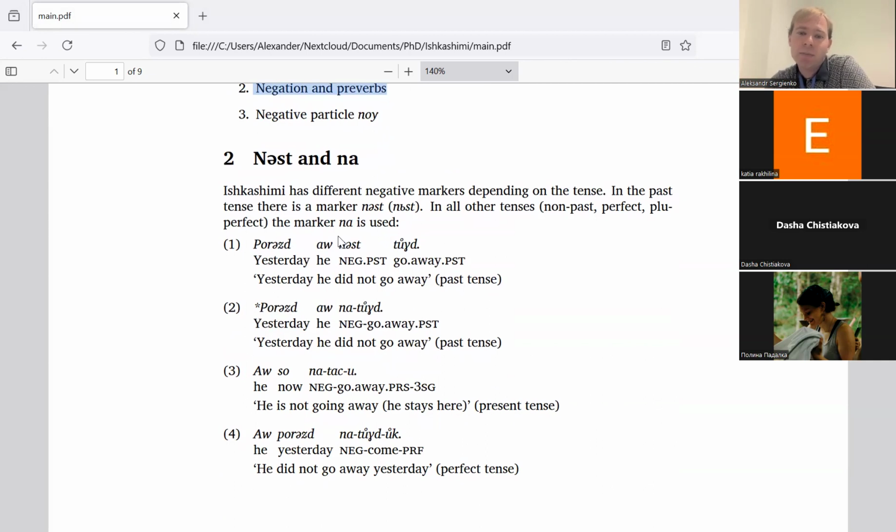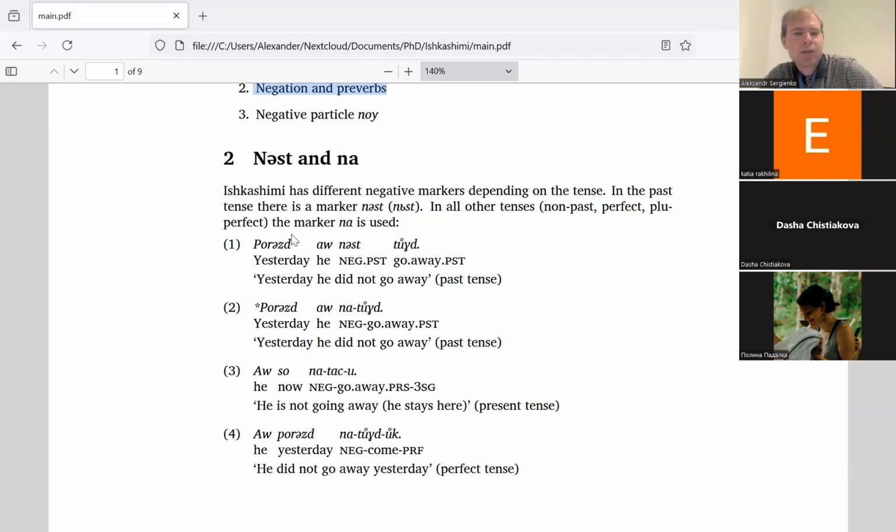Ishkashimi has different negative markers depending on the tense. And not only Ishkashimi, but also Sanglishi, for example, a really closely related language. In the past tense, there is a marker nist, right, which is not a negative copula, but rather a proper sentential negation marker. In all other tenses, non-past, perfect, pluperfect, the marker na is used as we are used to.